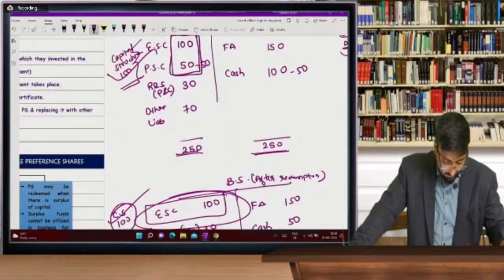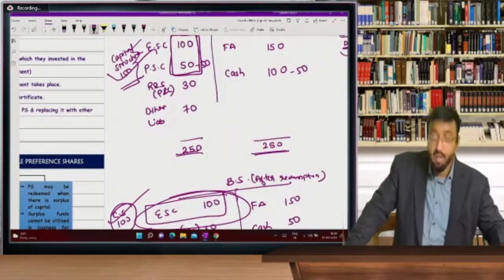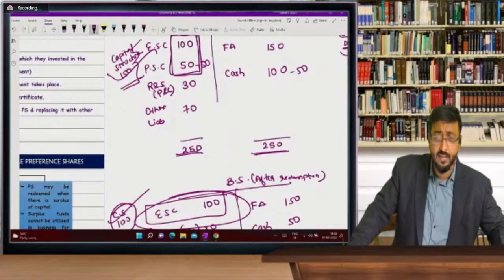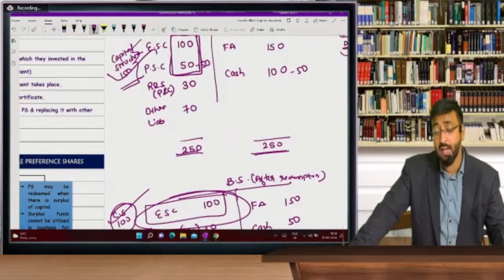Rathnesh is saying, this is my first day. Welcome, beta. Okay, any one of you have read this chapter before and can tell me how to maintain this capital structure? Any one of you? Yes, who already read these provisions?